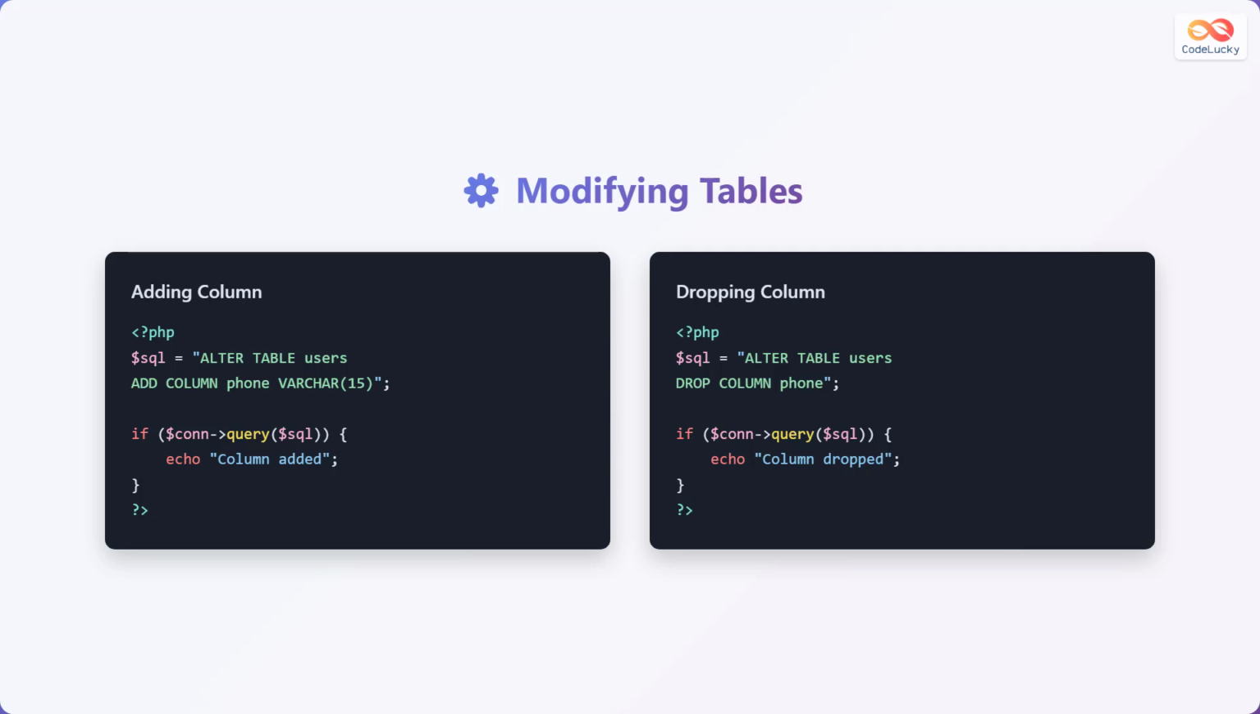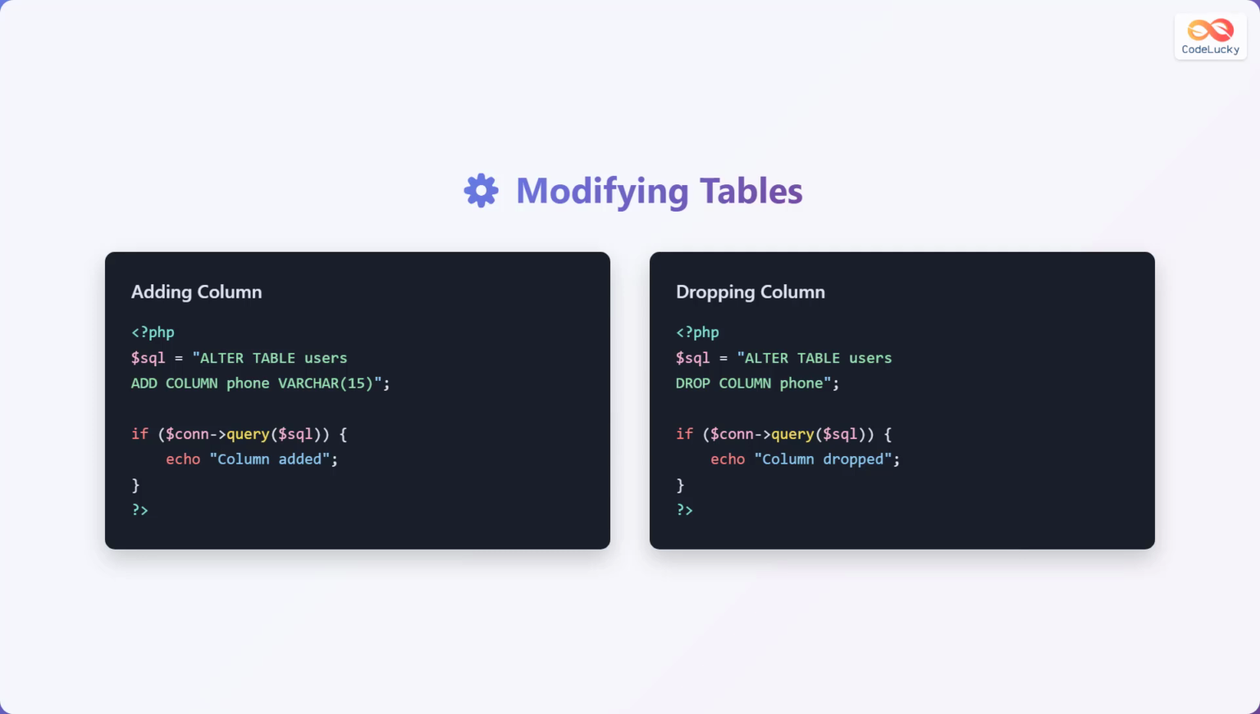Sometimes you might need to modify an existing table. This slide shows how to add and drop columns from a table. On the left, the code shows how to add a column named phone to the users table. The SQL command ALTER TABLE users ADD COLUMN phone VARCHAR(15) is used to achieve this. This adds a new column named phone with the data type VARCHAR, which can hold a string of up to 15 characters.